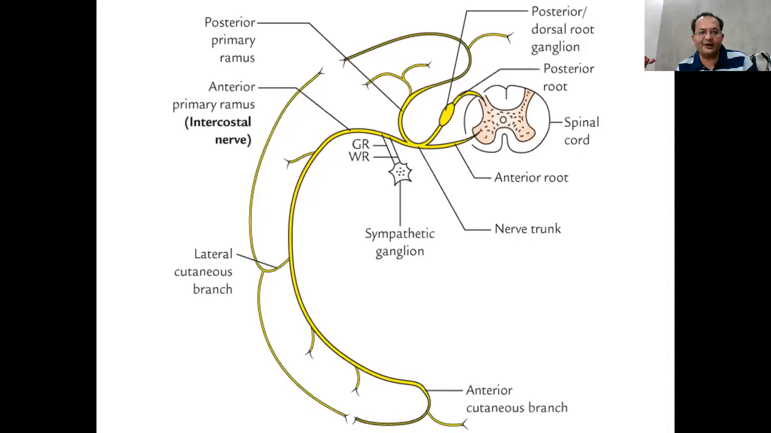The anterior ramus, also known as the anterior primary ramus, is known as the intercostal nerve. There are 11 pairs of intercostal nerves on each side in 11 pairs of the intercostal spaces. The branches of the intercostal nerves are communicating branches, gray rami and white rami, then lateral cutaneous branch and anterior cutaneous branch.